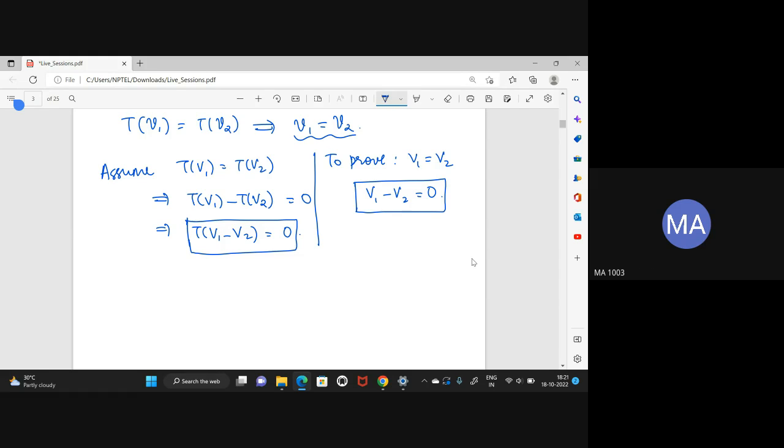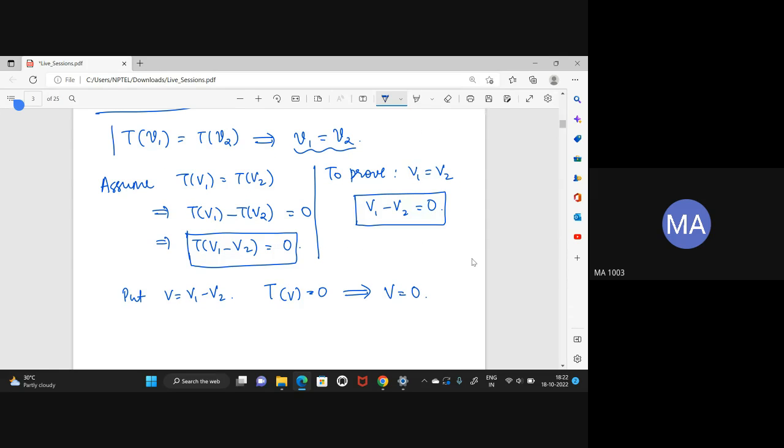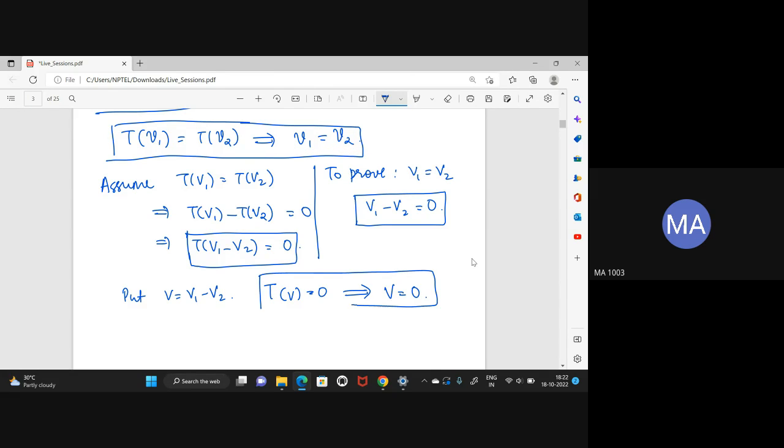Can I replace this V1 minus V2 with some other vector, say just V? Put V is equal to V1 minus V2. Then I'll get T of V is equal to 0 implies V is equal to 0. Agree? Yes, ma'am. Then can you please repeat? Yeah, I am just rewriting this statement into something else. Okay, fine.